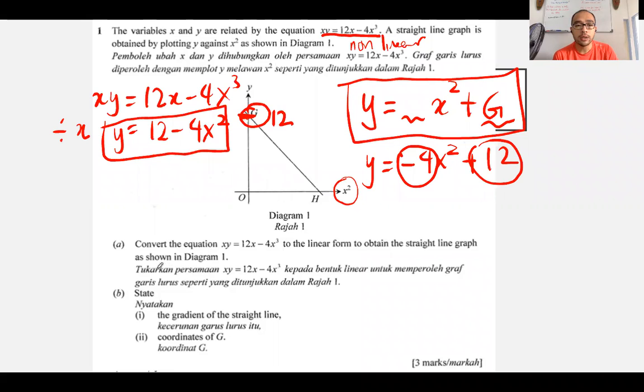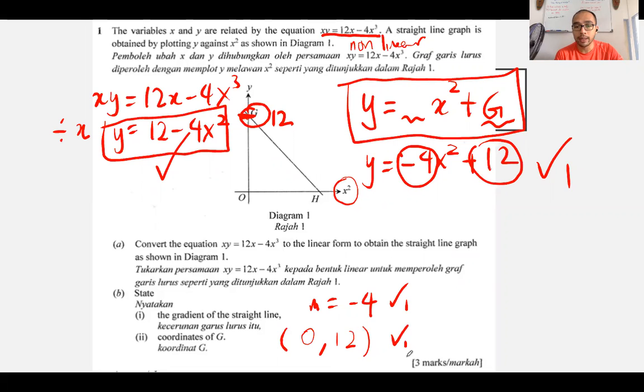So, to convert the equation xy to linear form to obtain a straight line graph, this is it. If you write it in this form or this form, it is still counted as one mark. Oh yes, it's one mark, sorry. Now, state the gradient of the straight line. The gradient is negative 4. Next, coordinates of G. I know G is 12, but the question asks for coordinates, so you must give at least (0, 12). One mark here, one mark here.